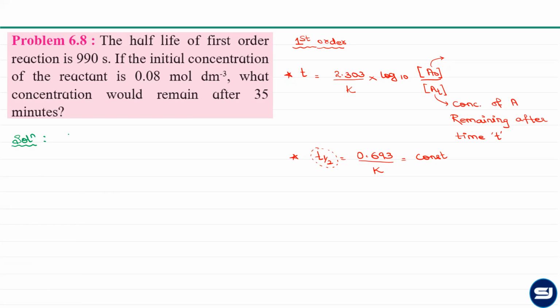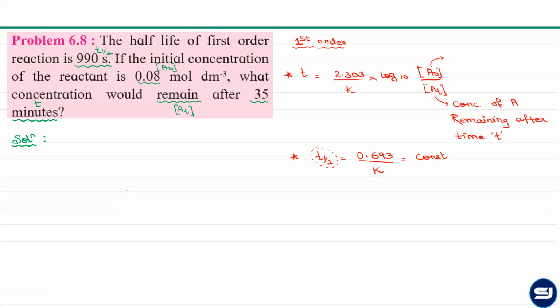Okay. The half-life of a first order reaction is 990 seconds. T half is given. If the initial concentration of the reactant is 0.08, A naught, what concentration would remain? You have to find A. After T is equal to 35 minutes, you have to convert the time to seconds.